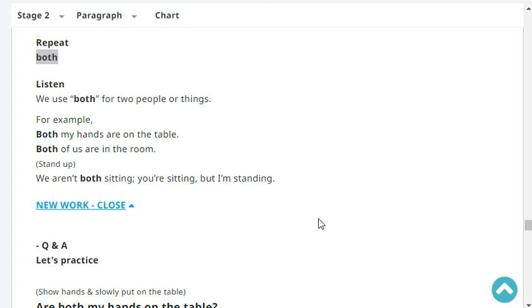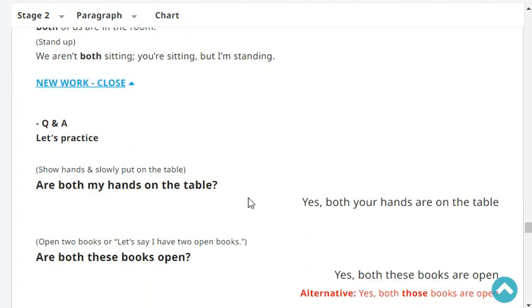Both of us are in the room. We're both sitting. Okay, very good. So let's practice. Are both my hands on the table? Yes, both of your hands are on the table. Very good.